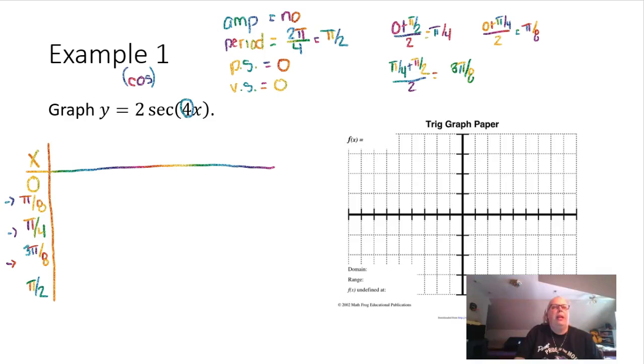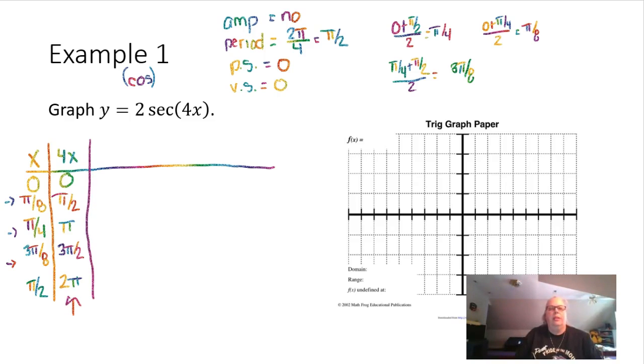All right, let's look back at the equation so we can figure out how to set up our chart, because we're going to do this, remember, using the order of operations. We're starting right here in the middle. I need to multiply my angle by 4. So 4 times 0 is 0. 4 times pi over 8, that's 4 pi over 8, but that reduces to pi over 2. 4 times pi over 4, that's 4 pi over 4, but that reduces to pi. 4 times 3 pi over 8 is going to give me 12 pi over 8, but that reduces to 3 pi over 2. And 4 times pi over 2 is going to give me 4 pi over 2, but that reduces to 2 pi.